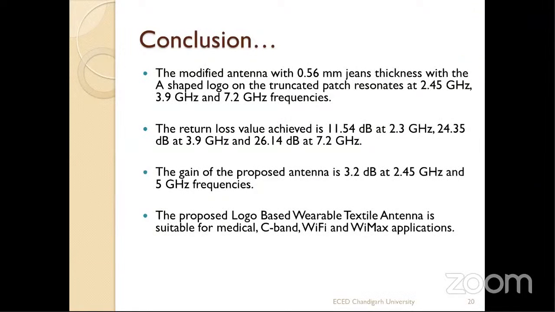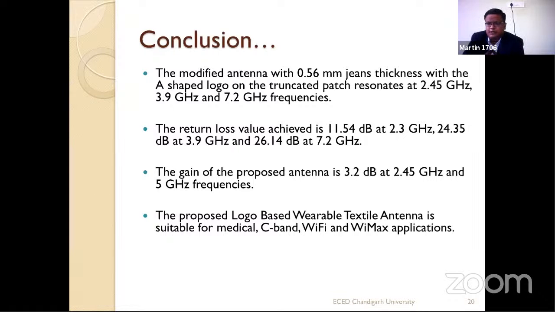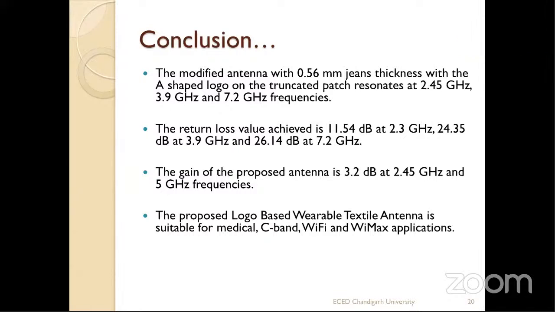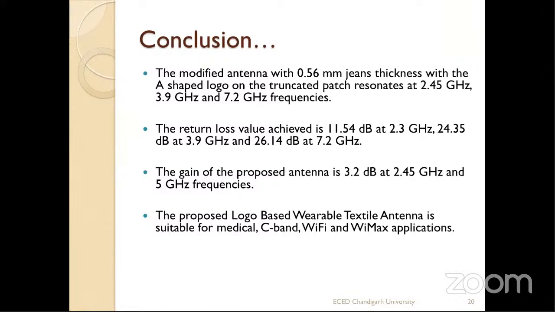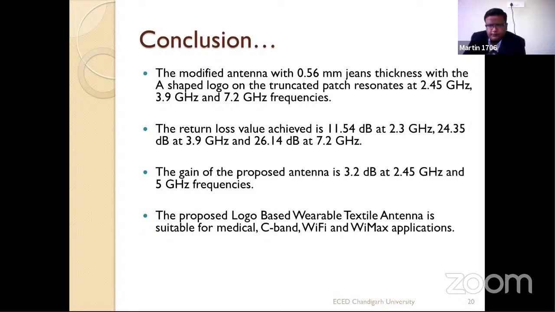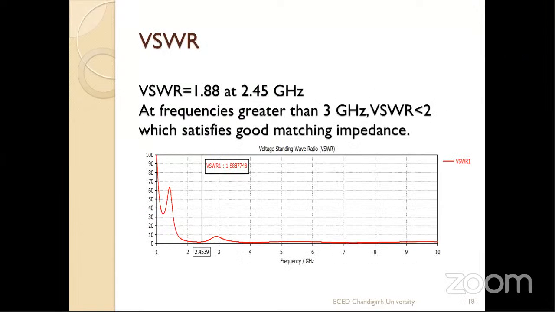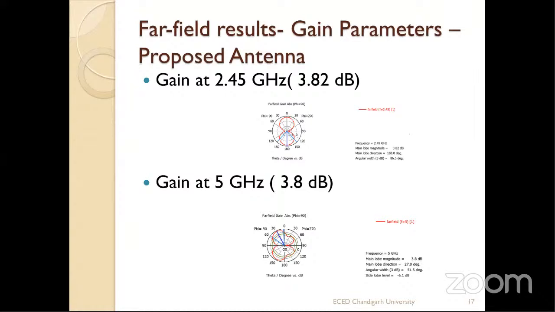You have done a wearable textile antenna for multi-band operating frequency. What is the operating frequency? Through your graph, I found that you are working on the spectrum of 1 to 10 gigahertz. Yes, sir, 1 to 10 gigahertz. So what is that particular band name? Which band are you using? Sir, 2.45, the ISM band particularly, 2.4 to 2.48.